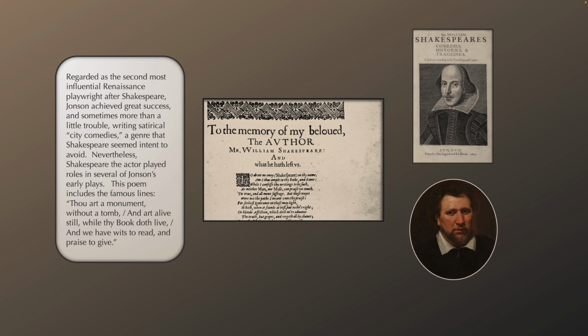He achieved great success and a lot of trouble for himself, as I told you earlier, writing satirical city comedies. And this was a genre that Shakespeare seemed intent to avoid. Nevertheless, Shakespeare as an actor, we know that he played roles in several of Jonson's early plays that were put on by Shakespeare's company. This poem written by Jonson includes the really famous lines to Shakespeare: "Thou art a monument without a tomb, and art alive still while thy book doth live, and we have wits to read and praise to give."